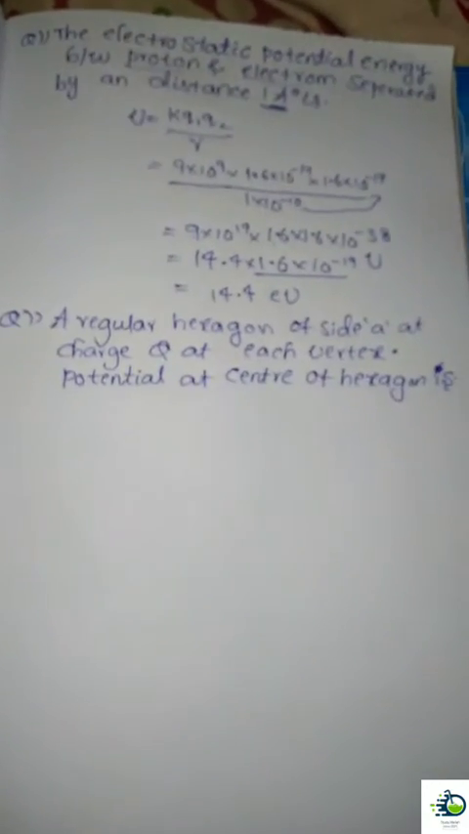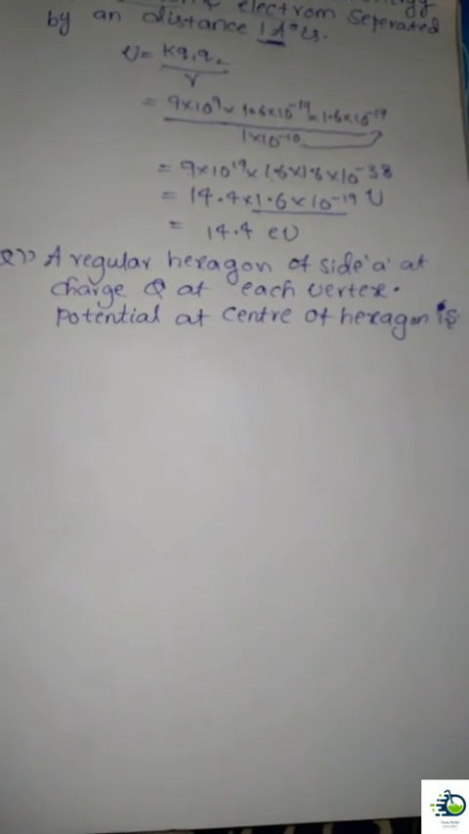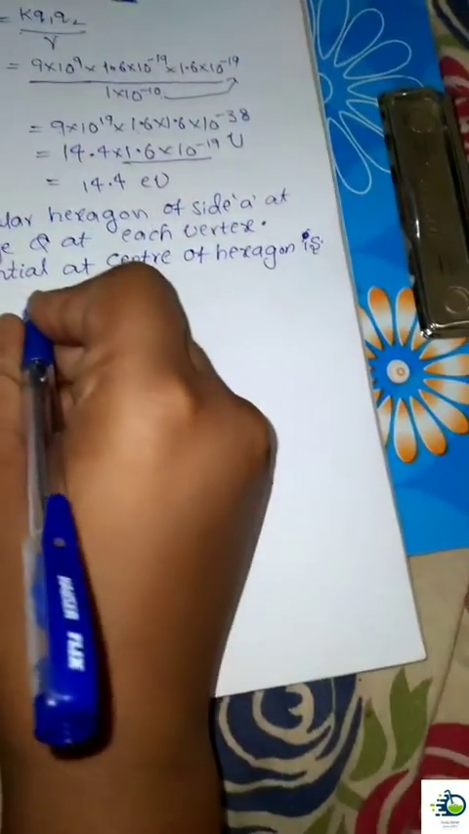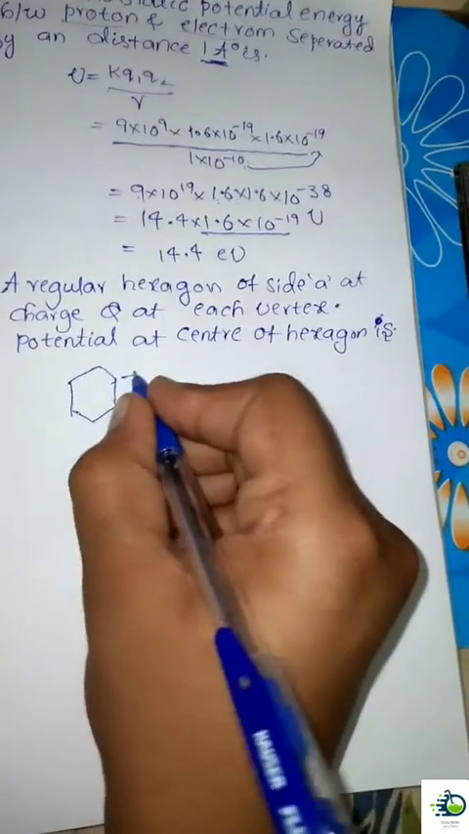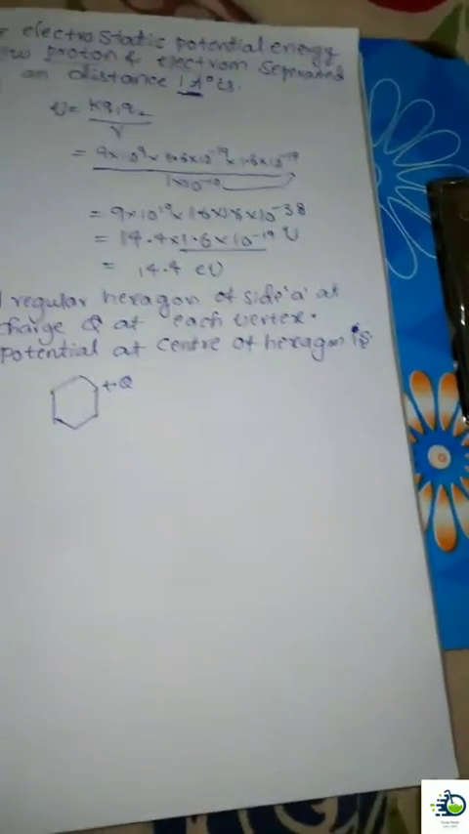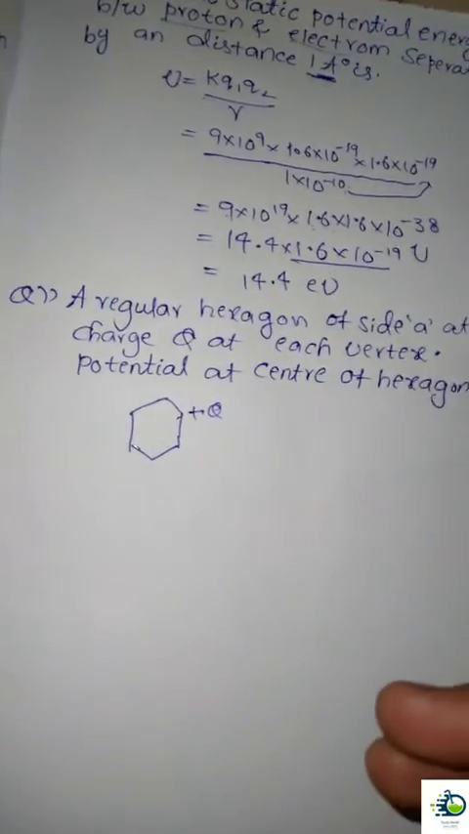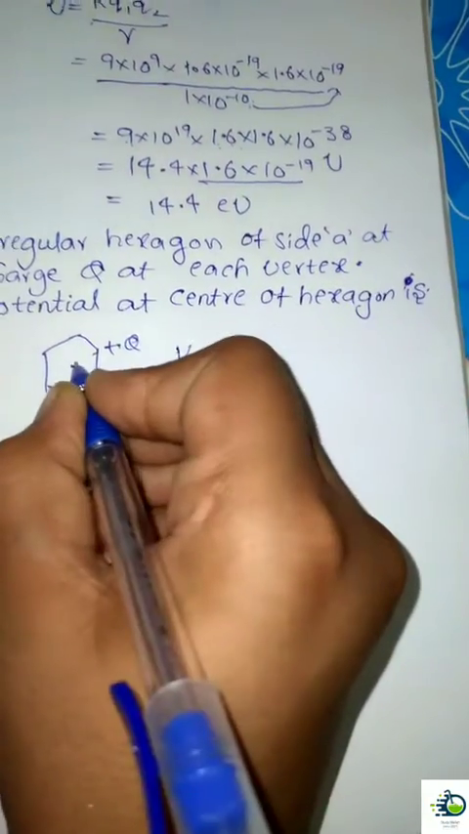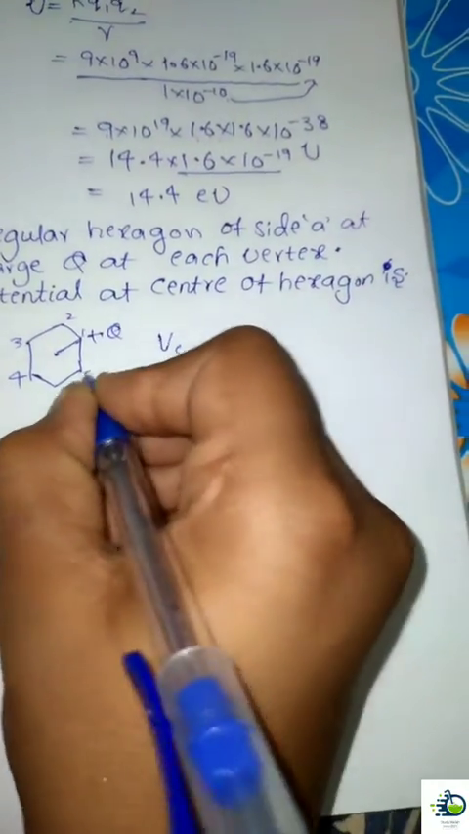Now let us see the fourth question. They have given a regular hexagon of side a, with charge Q at each vertex. Find the potential at the center. This is a hexagon, and at each vertex there is charge Q. Now they are asking for V at the center. Take the points as first, second, third, fourth, fifth, sixth.